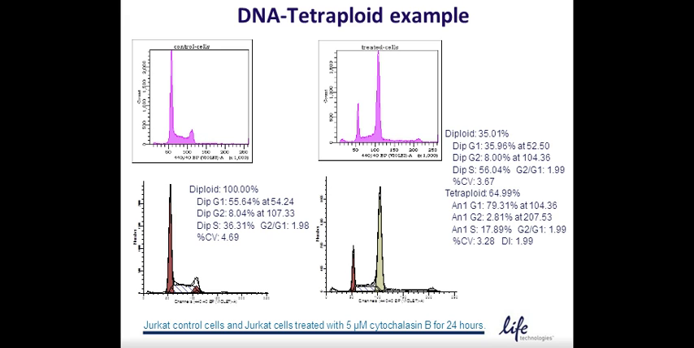This is an example of a DNA-tetraploid population. In this case, Jurkat T cells were treated with cytochalasin B. This is a cell-permeable toxin that inhibits cell division while allowing nuclear division to proceed, and this results in DNA polyploidy. Control cells on the left and the treated cells on the right show that a tetraploid population is identified. This is DyeCycle Violet, demonstrated with ModFit analysis.